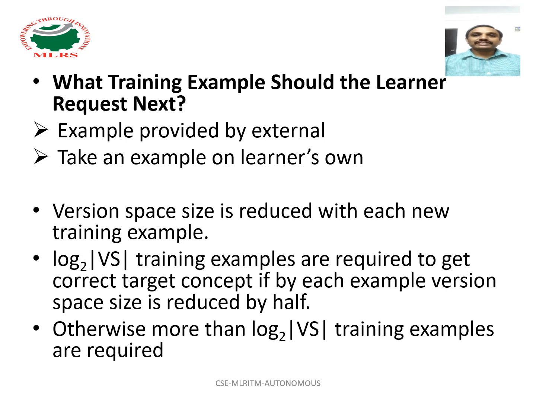If the version space size is reduced by half with each new example, in that case we require log VS base 2 training examples, where VS is the version space size. Otherwise, we require more than log VS base 2 training examples to get the correct target concept.